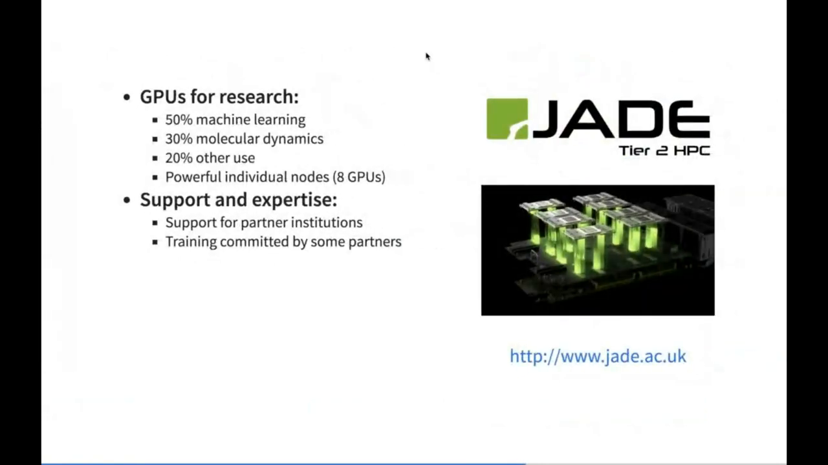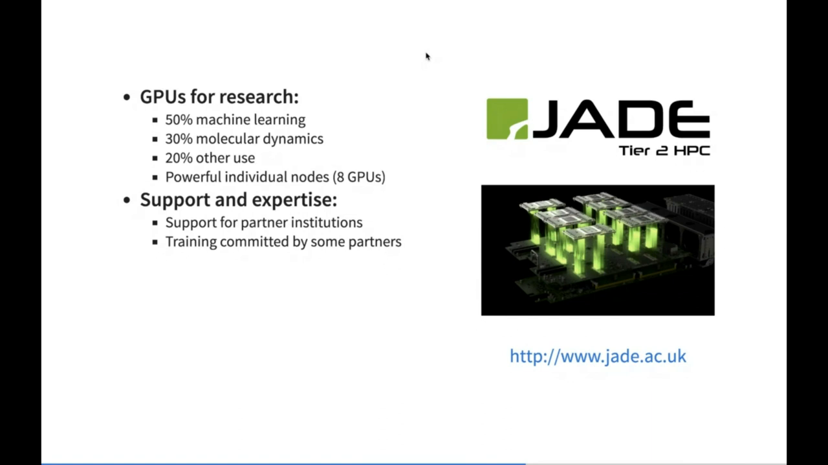There's only two more to go, I think. Yes, two more to go. So there's Jade, which is the GPU-based system, which uses these powerful DGX-1 nodes. These are designed primarily for machine learning. That's what they've been designed by NVIDIA for. And they're incredibly powerful for being able to do machine learning, deep learning, and AI. So if you're researchers in that area, this system is probably very interesting to you.